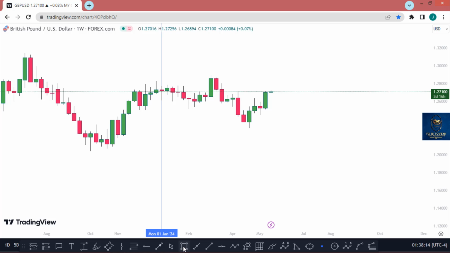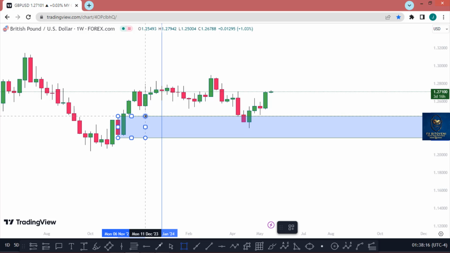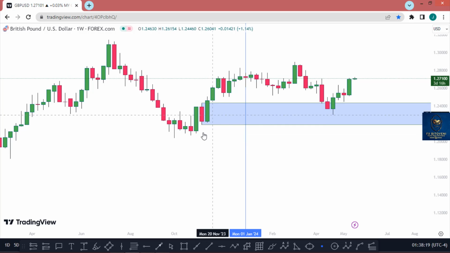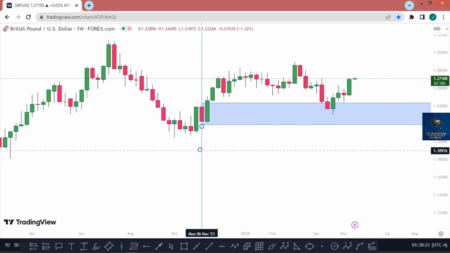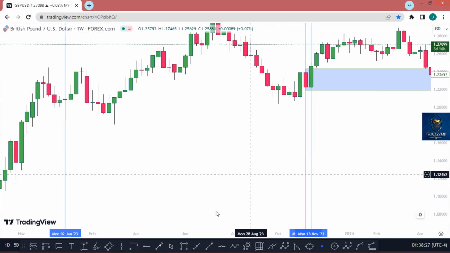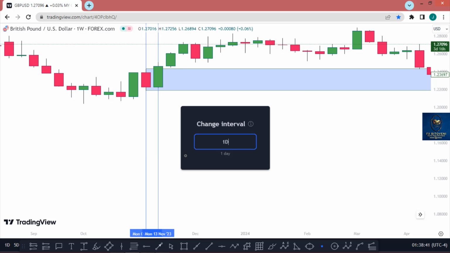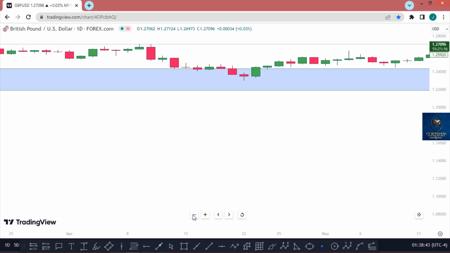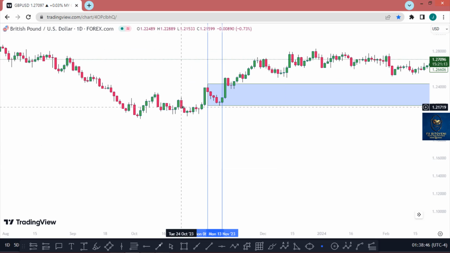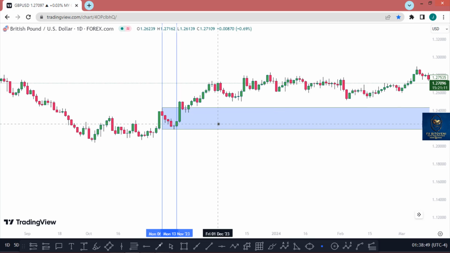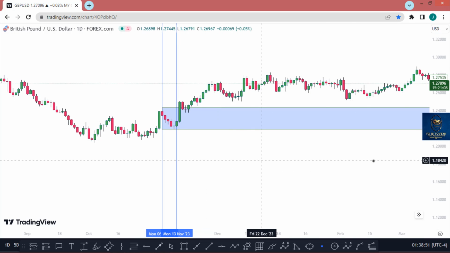So let's focus on this area, this true zone. Put your vertical line here and your vertical line here. The price action we see from one line to another is this bearish candle. From here to this level is this candle. Do you understand? Let's check the daily time frame. As you can see, the price action between these two lines is the price action of that bearish candle.